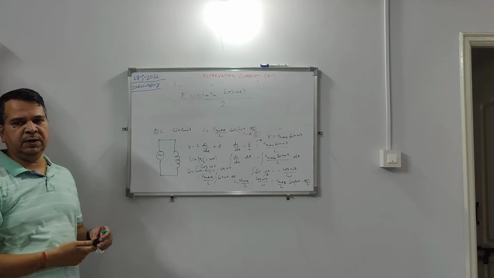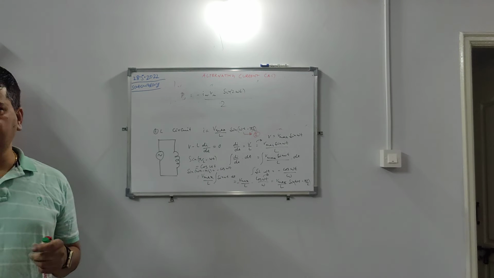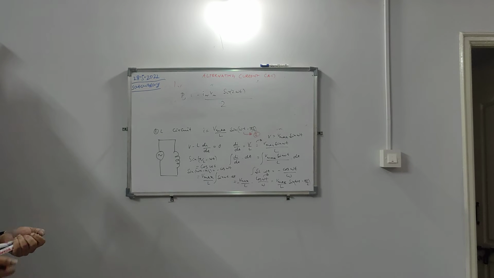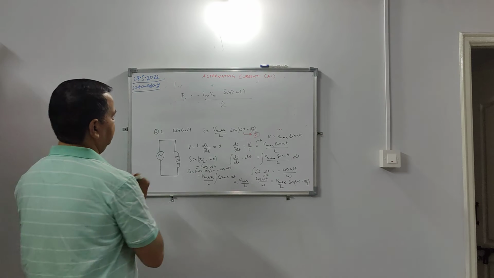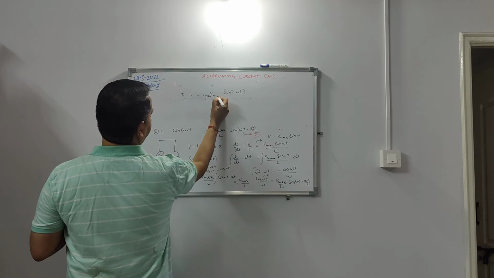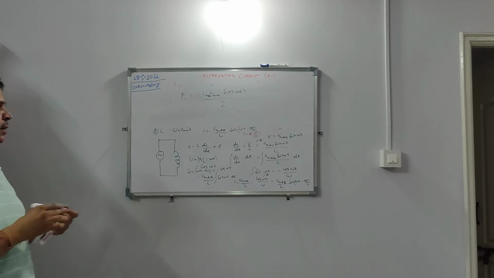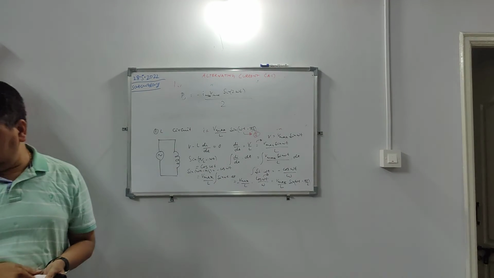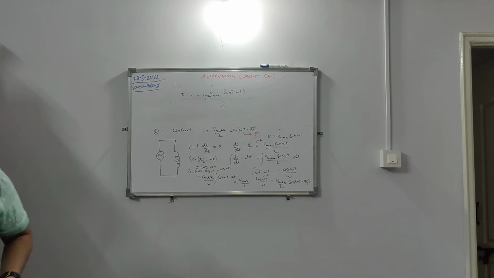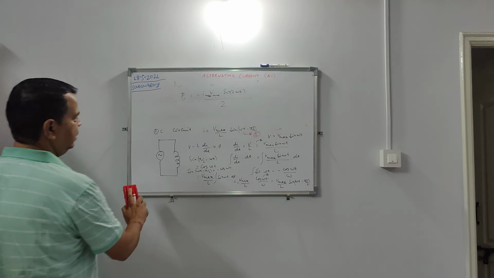So power is nothing but your voltage into current, so instantaneous voltage and instantaneous current. M stands for max value, so one should not confuse that M. Sometimes it is max or mean, that will be there. So power is equal to this. Let us do one simple numerical on this.